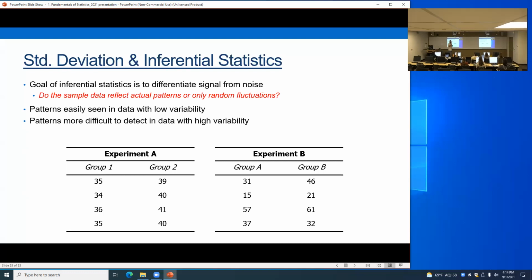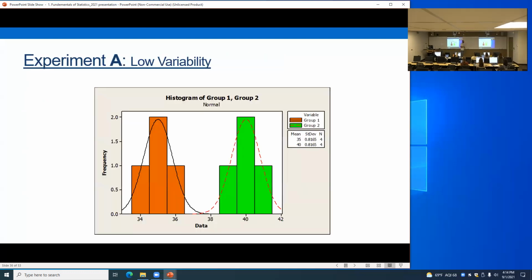Yep. We're getting a lot more variability in experiment B than experiment A, right? And so if I go through and plot out these two groups in experiment A, am I seeing differences between groups 1 and 2? A little bit, yeah. Actually, quite a bit. Where those tails are going through, these are non-overlapping distributions. When we superimpose that normal curve on there, we get very little overlap, right?